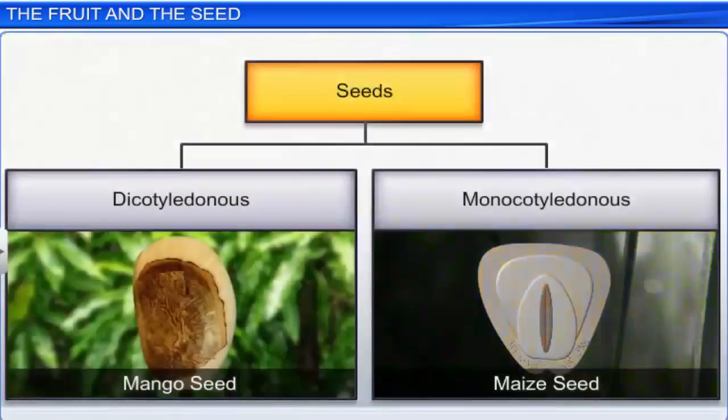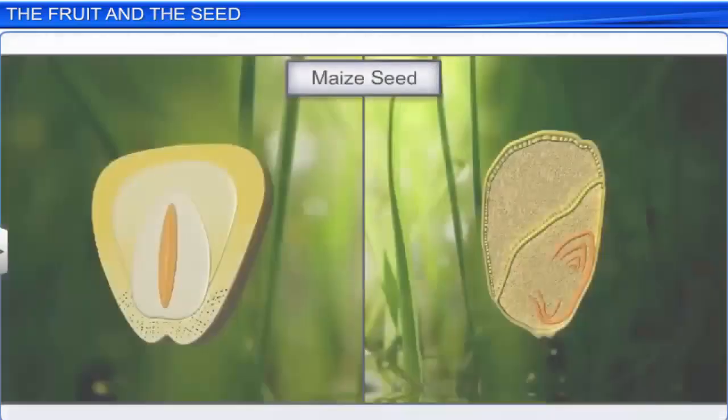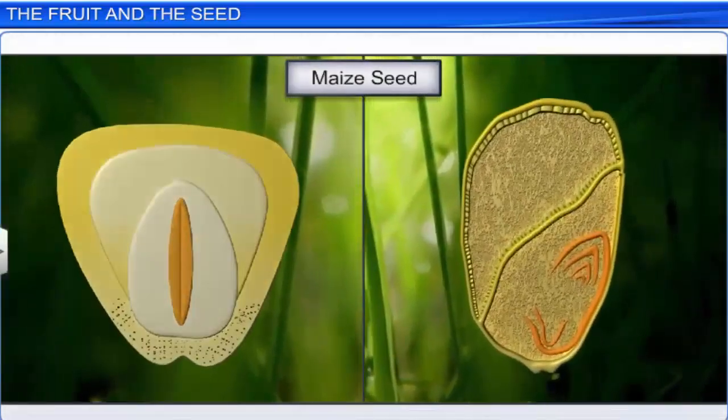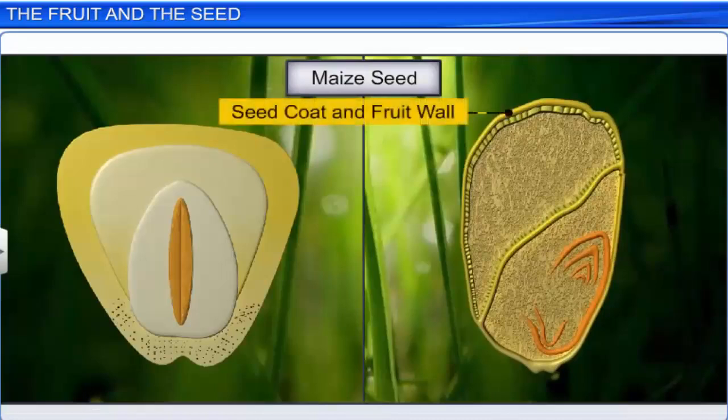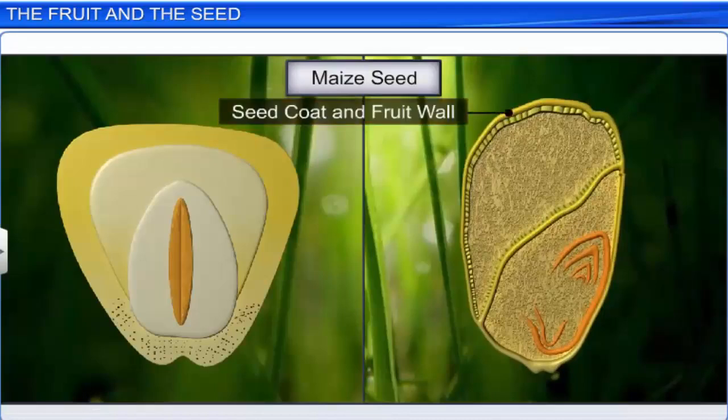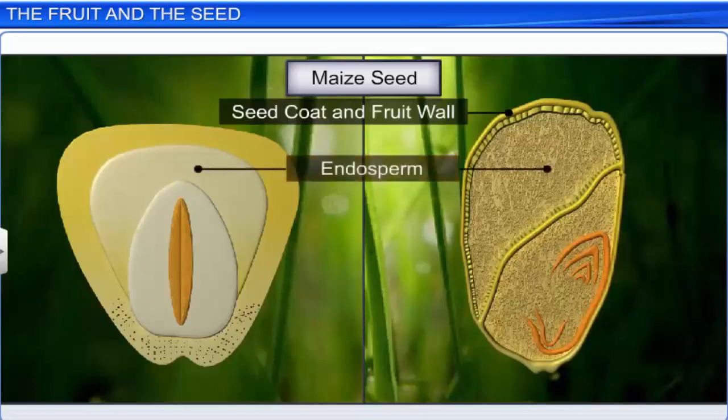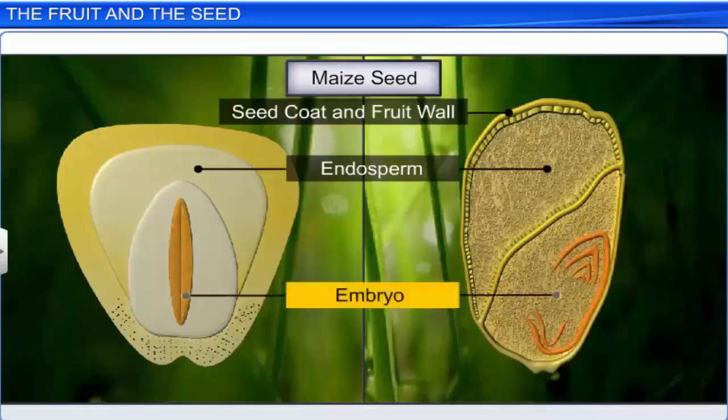Like dicotyledonous seeds, the outermost covering of monocotyledonous seeds is also known as the seed coat. For example, the maize seed has a membranous seed coat that is usually fused with the fruit wall. Moreover, like dicotyledonous seeds, monocotyledonous seeds can be endospermic as in maize or non-endospermic as in cymodocea. The endosperm of maize is bulky and stores food, while the embryo is tiny and is placed in a groove at one end of the endosperm.